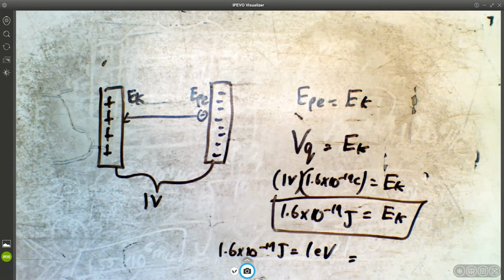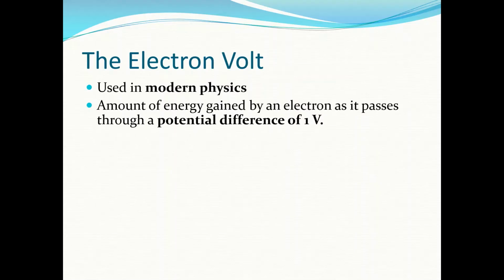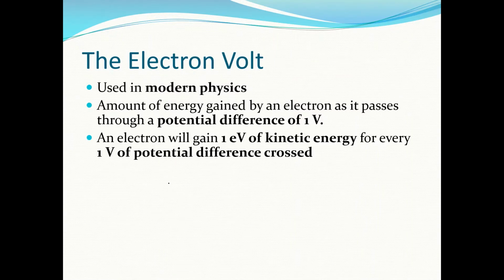Kind of like, well, 12 beers, that's weird. Let's call it a dozen and put it in a pack together, right? Only this is really small, so we call it 1 electron volt. So that's our kinetic energy. An electron will gain 1 electron volt of kinetic energy for every volt that it passes through. And like I showed there, an electron volt is just 1.6 times 10 to the negative 19 joules.